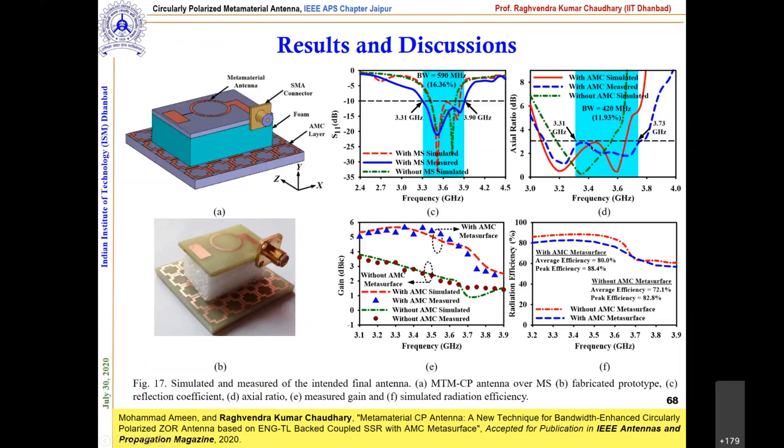And if you check the gain, with AMC you have a very good gain. It's around 4.8 to 5 dB. It's quite a good gain.